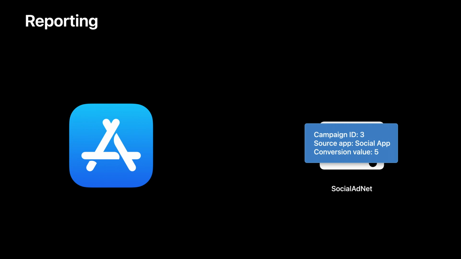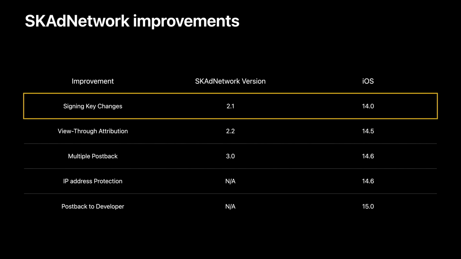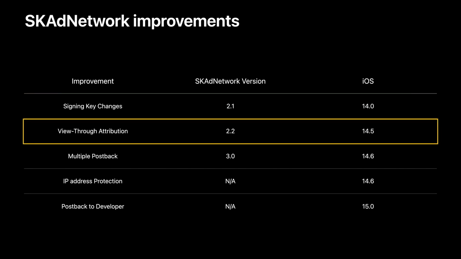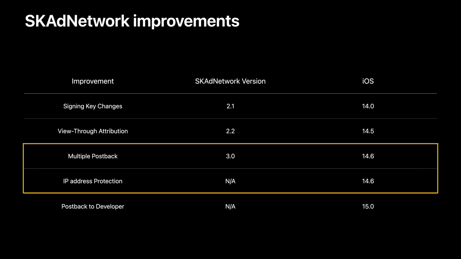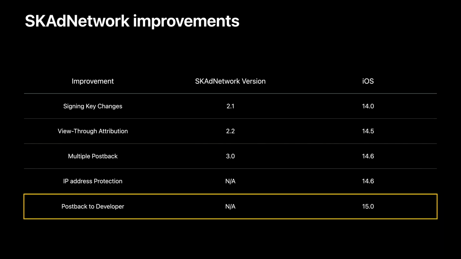Now that we have some background on SKAdNetwork, I'll talk about some improvements we've made over the last year. Since we launched SKAdNetwork, we've been listening to your feedback and making changes. Each version introduced something to help you better meet your needs with ad attribution, whether that be more security, more ways to measure ads, or more attribution reporting. In this section, we'll talk about signing key improvements, support for view-through attribution, multiple postback and IP address protection, and postback to developer. Also note the minimum iOS version needed to utilize each new feature.